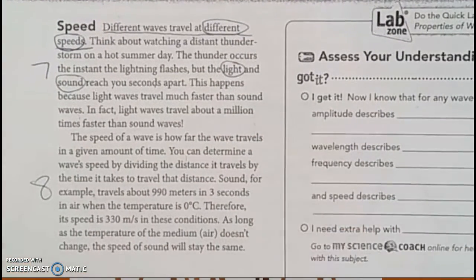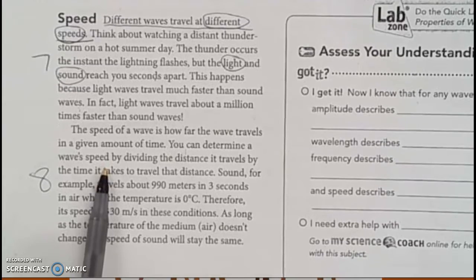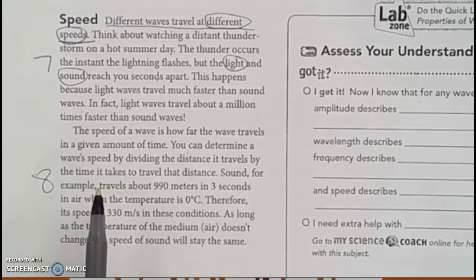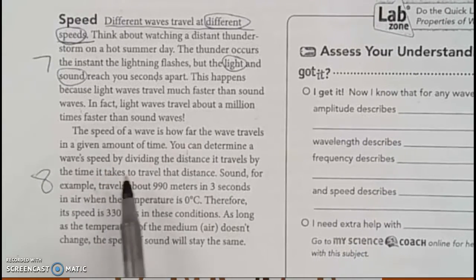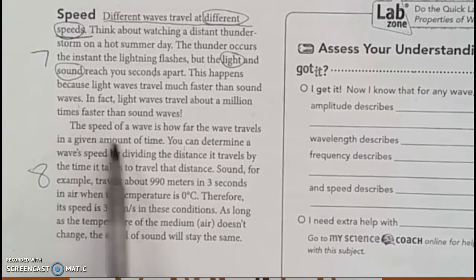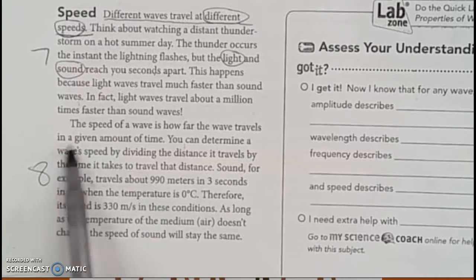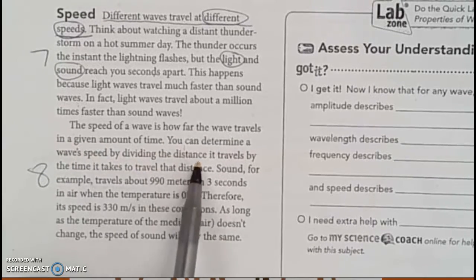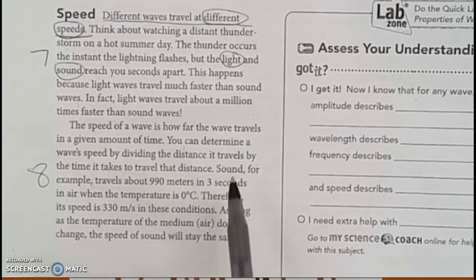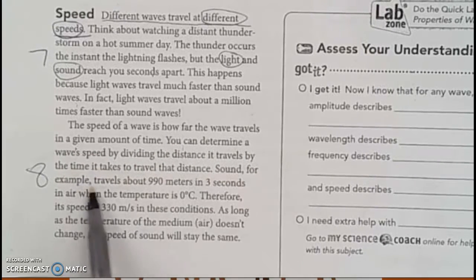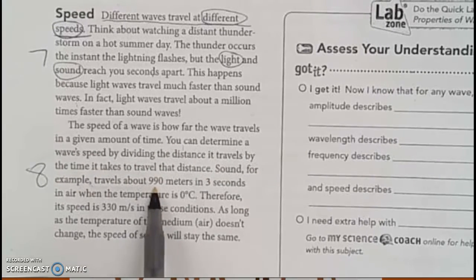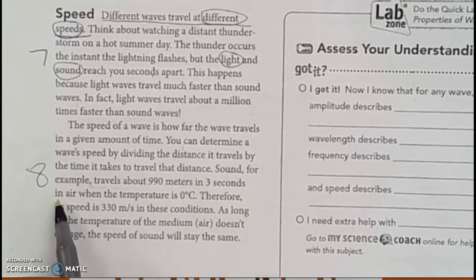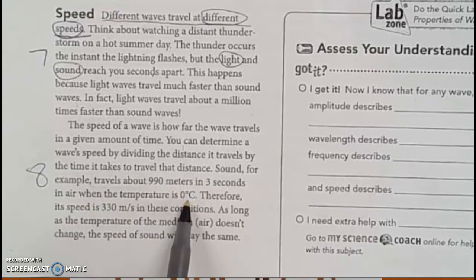Okay, we are now reading our last paragraph. Woo! We're almost done. So I'm going to read this. You are then going to have a few questions. You will then go back and check to make sure your answers are correct. So the speed of a wave is how far the wave travels in a given amount of time. You can determine a wave speed by dividing the distance it travels by the time it takes to travel that distance. Sound, for example, travels about 990 meters in 3 seconds. In air, when the temperature is 0 degrees.